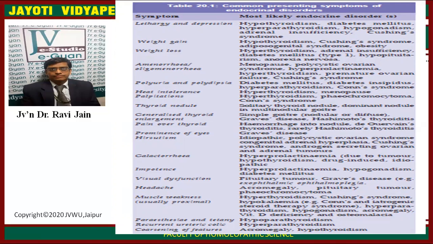So, lethargy and depression can be seen in the patient with hypothyroidism, diabetes mellitus, hyperparathyroidism, hypogonadism, adrenal insufficiency, and Cushing syndrome. If the patient is having weight gain, it can be seen in the conditions of hypothyroidism, Cushing syndrome, adiposogenital syndrome, and obesity. If the patient complains of persistent weight loss, then you can think of various diseases like hyperthyroidism, adrenal insufficiency, diabetes mellitus type 1, hyperpituitarism, anorexia nervosa.